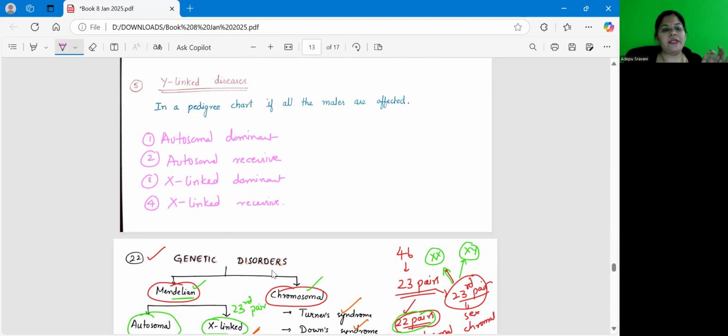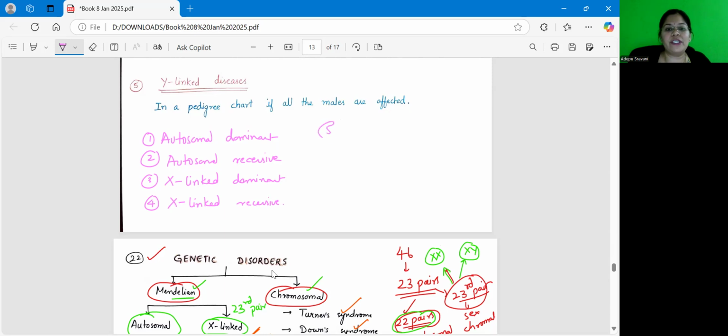Thalassemia, sickle cell anemia. X-linked dominant, examples are not given. X-linked recessive is what? Yes, please write in the comment section. Okay, all right. So these are the things we have done.